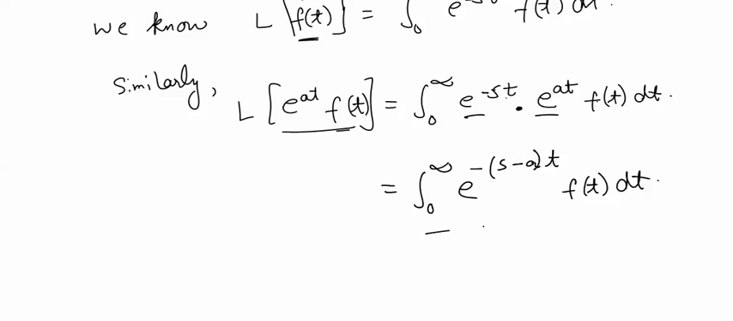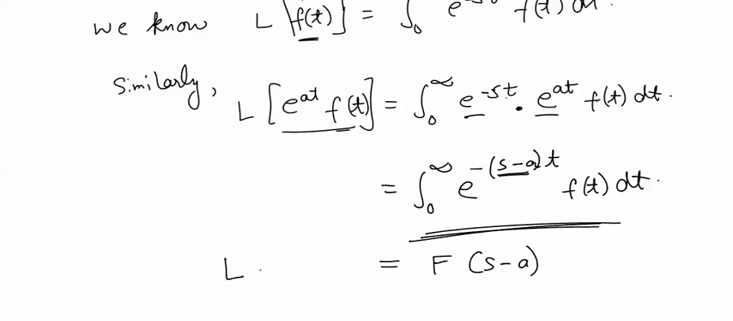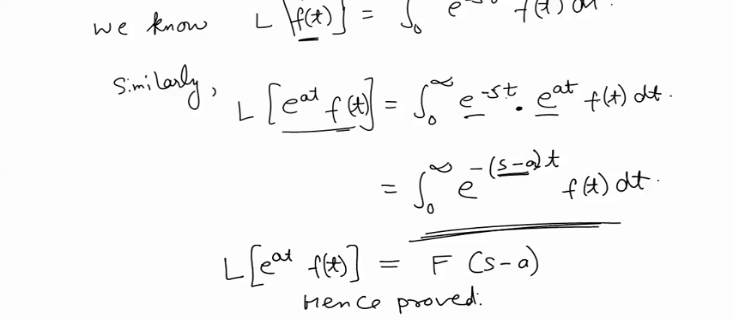Now what is this expression? I have replaced s with s minus a, so can I say this is nothing but F of s minus a, isn't it? So you can see e raised to at f(t) has been written as this, hence proved. So easily you can prove this particular type of example. Now you can solve a couple of problems on this directly or indirectly. You will get the questions.